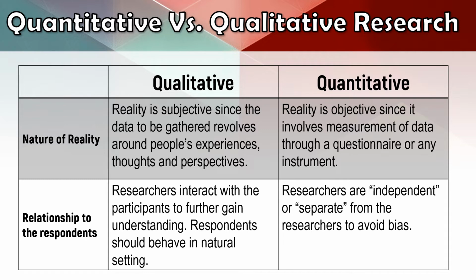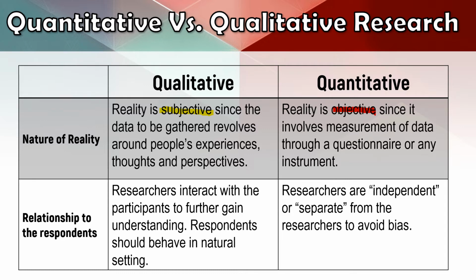Now, let me give you a more detailed difference between qualitative and quantitative in terms of the following considerations. Number one, nature of reality. Qualitative, when it comes to nature of reality, is subjective. For quantitative, it's more objective. So what's the difference between the two?